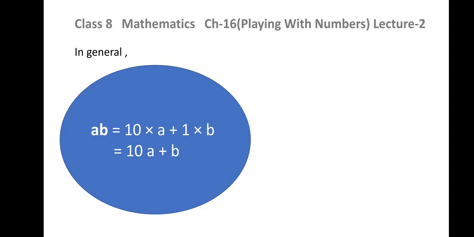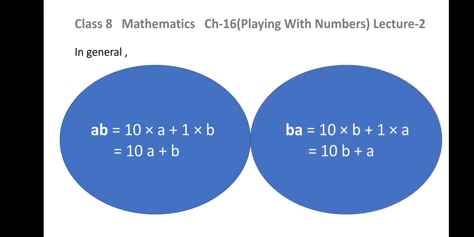Simple as this. In general, if I talk about a 2-digit number AB, here in this example, B is at 1's place and A is at 10's place. So the digit at 10's place will be multiplied by 10, and the digit at 1's place will be multiplied by 1. So it will be 10 into A plus 1 into B, that is equal to 10A plus B. So AB in generalized form will be written as 10A plus B.